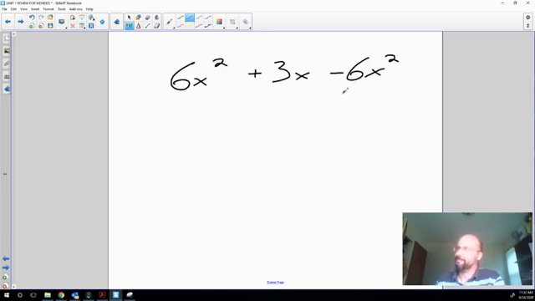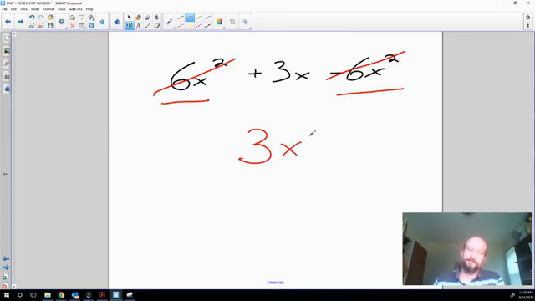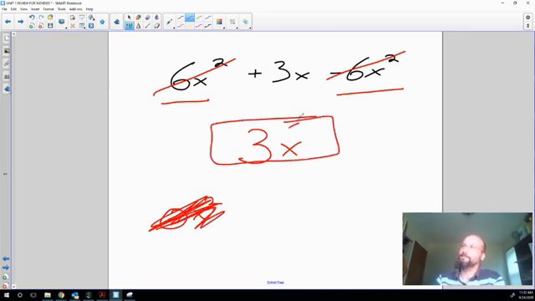Again, same thing. 6x squared, 3x, and negative 6x squared. So I can combine my x squares. 6x squared minus 6x squared. 6 minus 6 is 0, so that means they cancel out. And all I have left is 3x. You don't need to write 0x squared because anything multiplied to 0 is 0, so it's gone. And this would be my final answer.